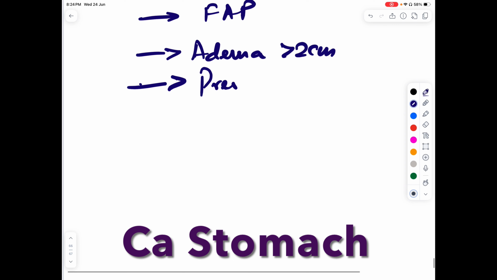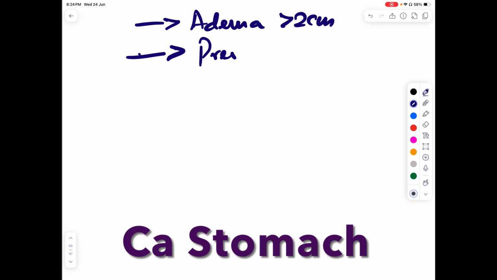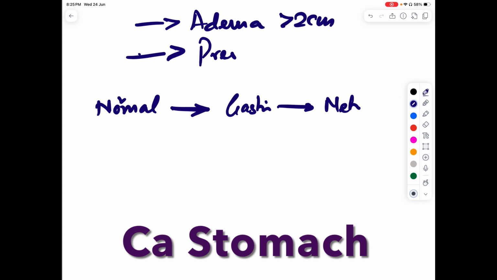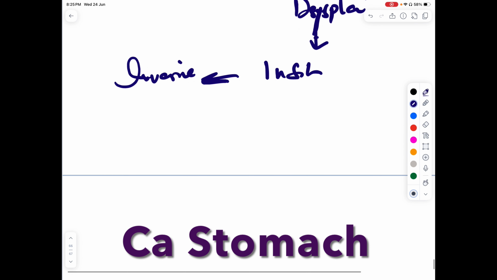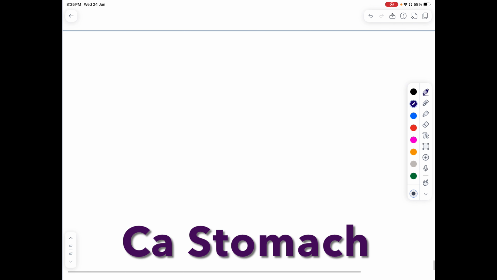So how does it develop? There is normal mucosa. It leads to gastritis, metaplasia, dysplasia, then in situ, then invasive. Commonest histological type: there are different types. Commonest is adeno.